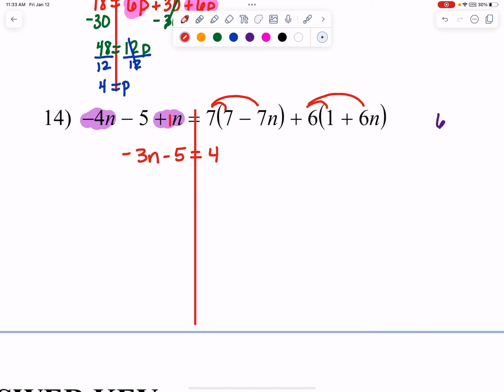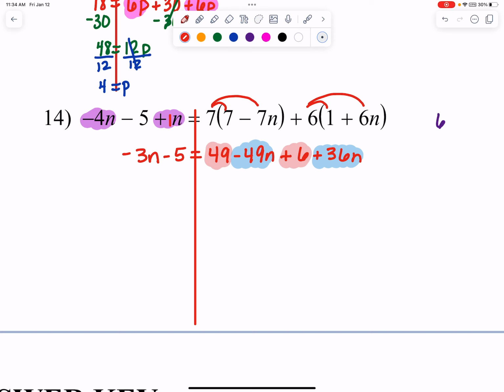So 7 times 7 is 49. 7 times a -7 would be a -49n, plus 6 times 1 is 6. 6 times 6 is 36n. Let's go ahead and combine like terms on this side also. Okay, so we have a +49 and a +6, and I have a -49n and a +36n.